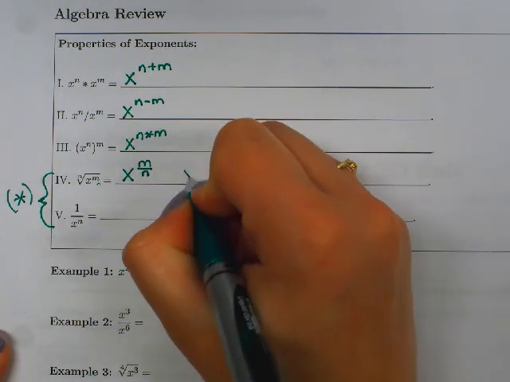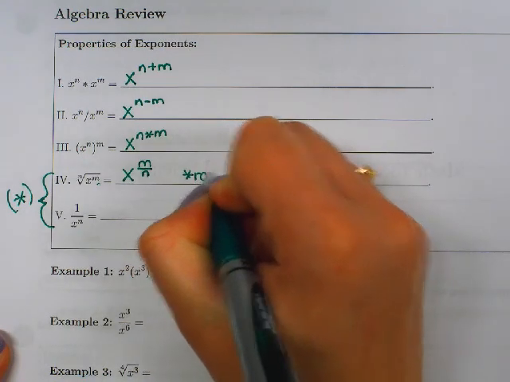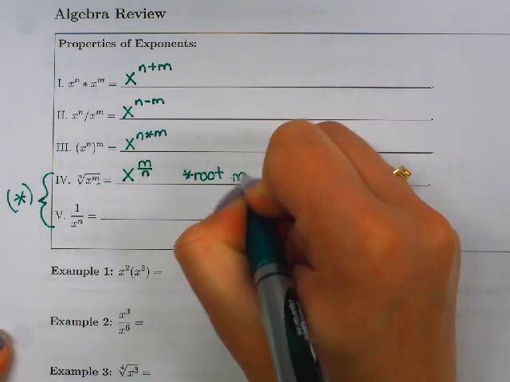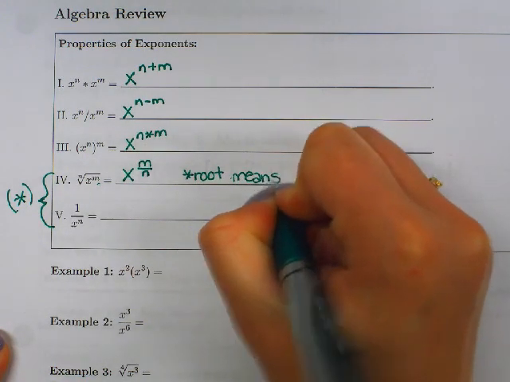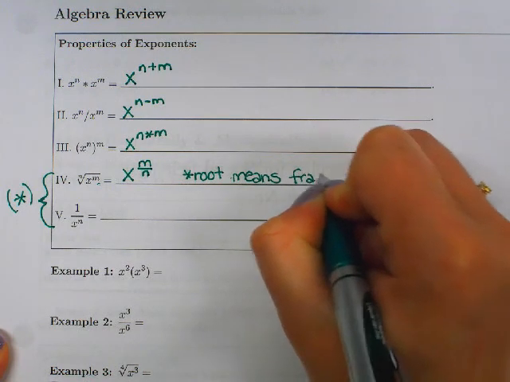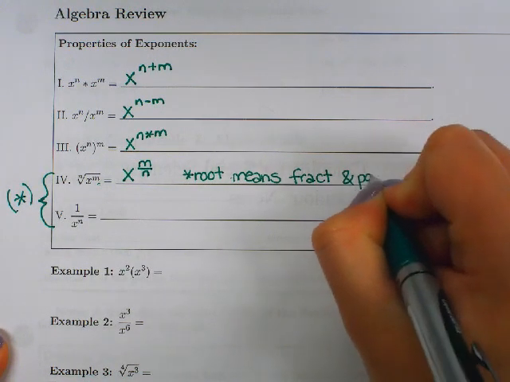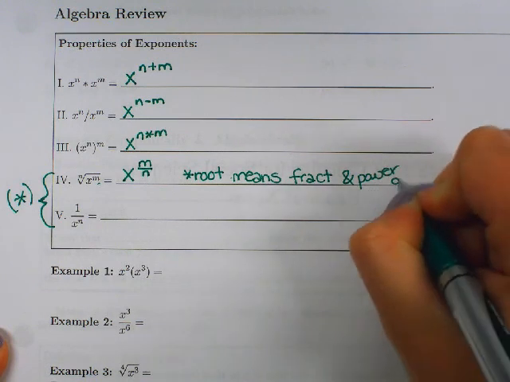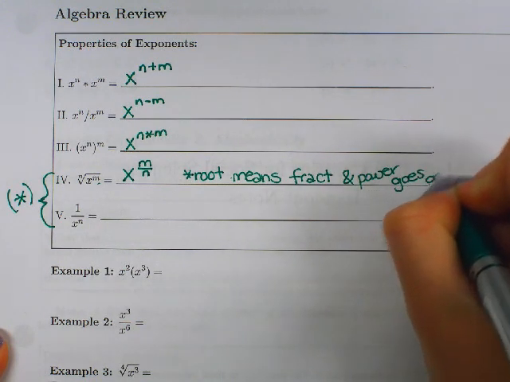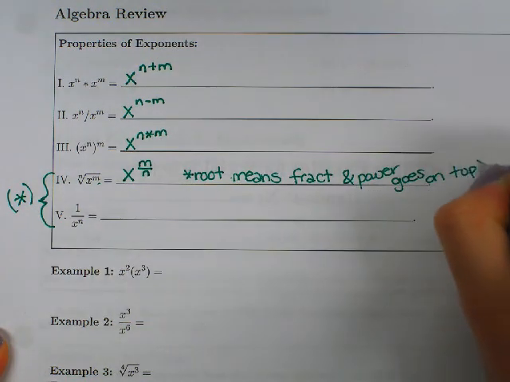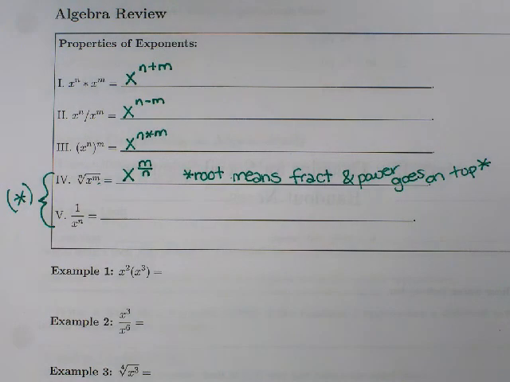So a couple of things to remember this. A root means fraction. It's going to rewrite to be a fraction. And the power goes on top. The more powerful one gets to go on the top. Root goes on bottom.